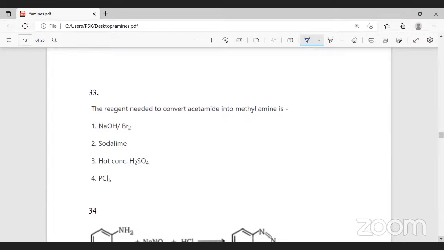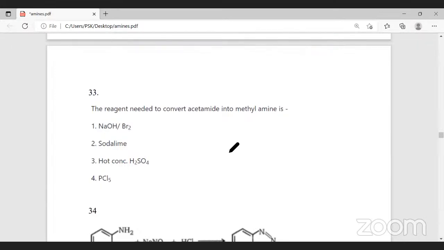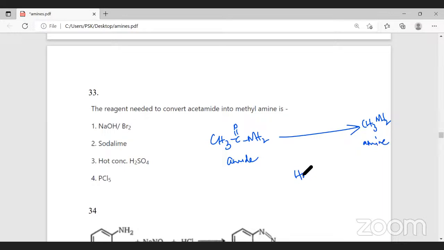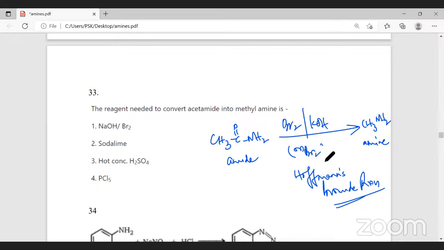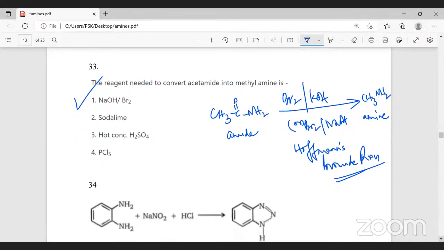The reagent needed to convert acetamide to methylamine. Acetamide is CH3C=O NH2. This to methylamine, CH3NH2. Amide to amine is Hoffmann's bromamide reaction. In order to perform it, we require bromine and potassium hydroxide, or we can use bromine and sodium hydroxide. Therefore, the answer for this question is option 1, sodium hydroxide and bromine.